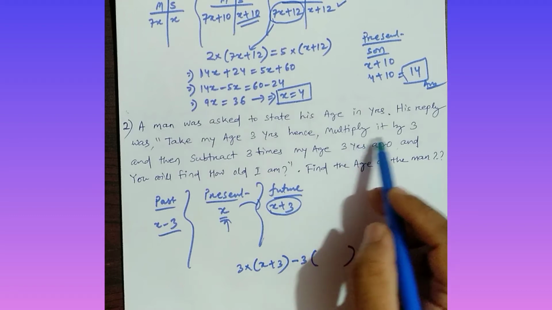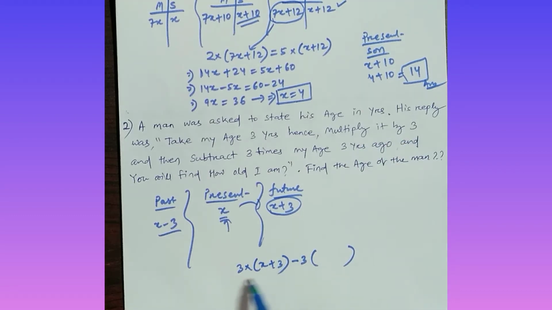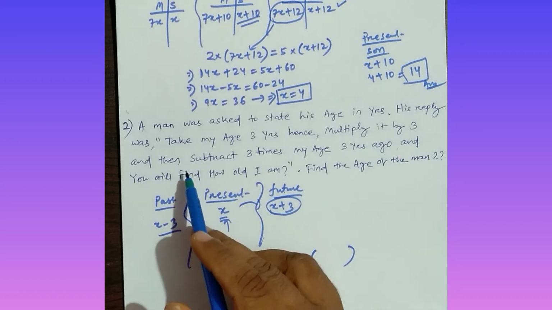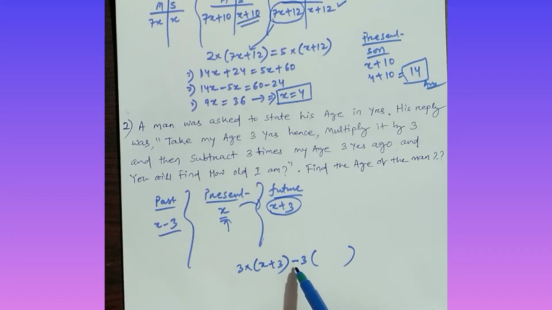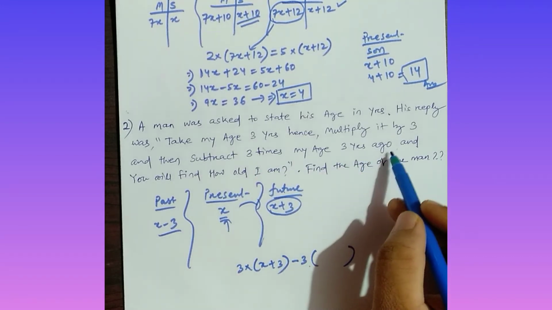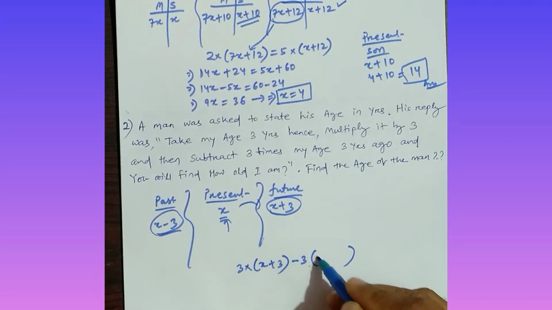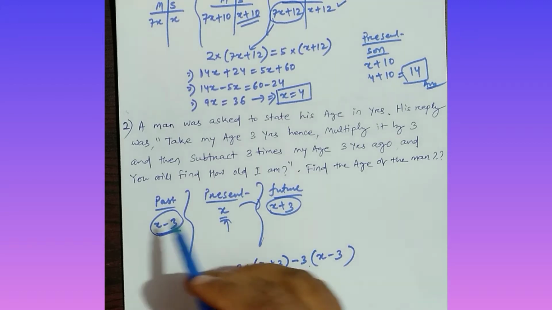Okay, multiply it by 3, again you have to multiply like this, 3 into (x plus 3). Okay, and then subtract, minus symbol is there. Subtract 3 times what? My years 3 years ago. 3 years ago is this one, that is x minus 3. You have right here x minus 3. Okay, ठीक है, and you will find how old I am.